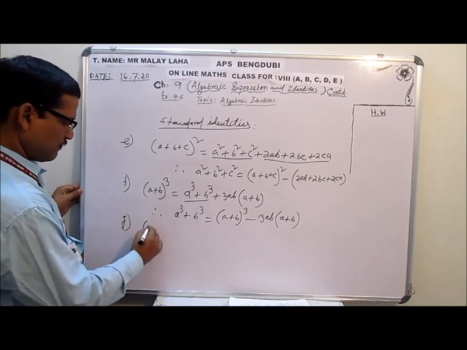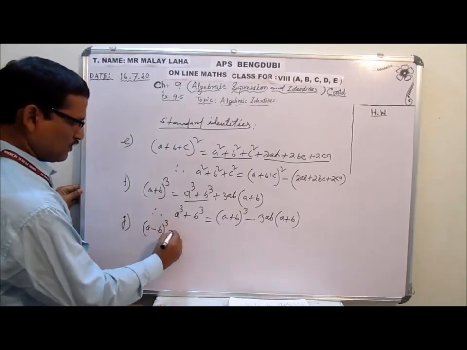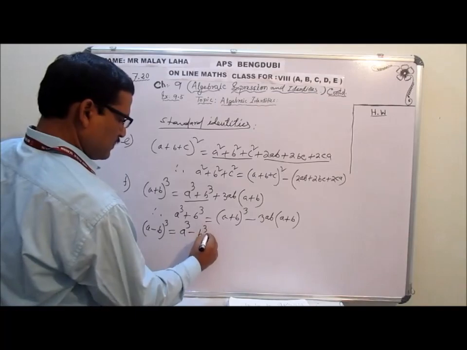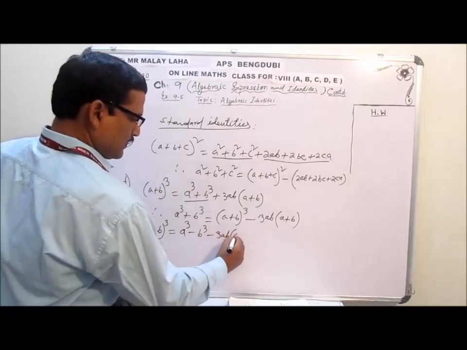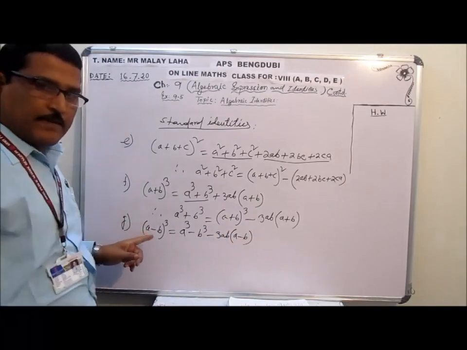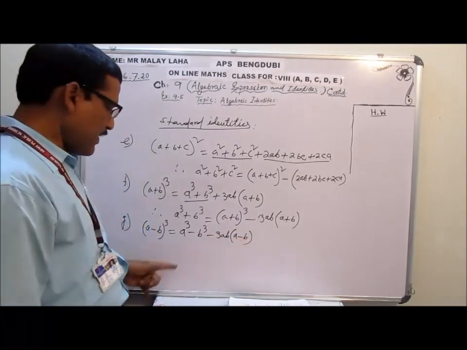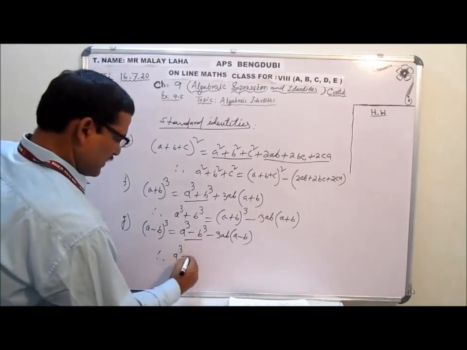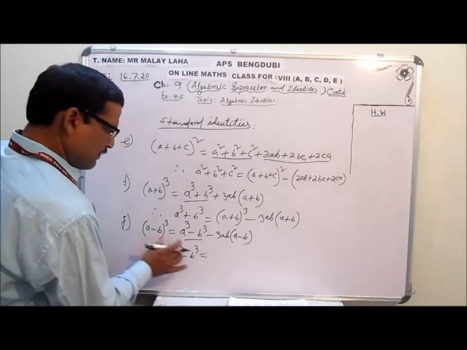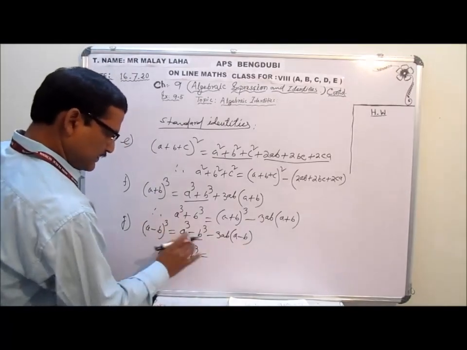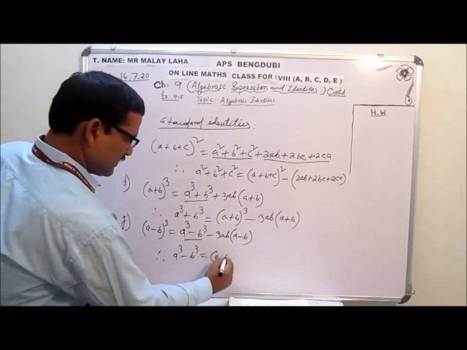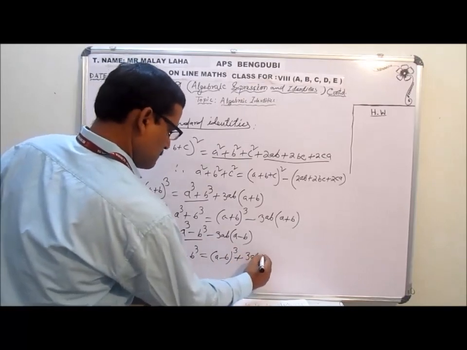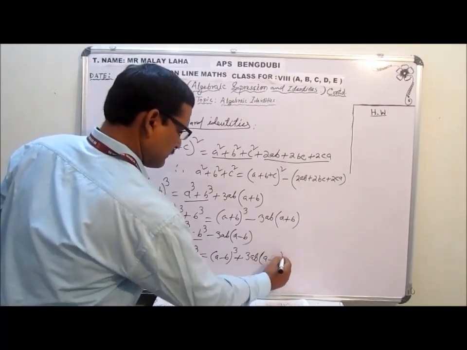Now next is a minus b whole cube, that equals a cube minus b cube minus 3ab into a minus b. So in case of a minus b whole cube, all will be negative. Now I need a cube minus b cube, only this much. So what to do? Therefore, a cube minus b cube equals this part minus. If we shift this to the left hand side, it will be plus. So a minus b whole cube plus 3ab into a minus b.